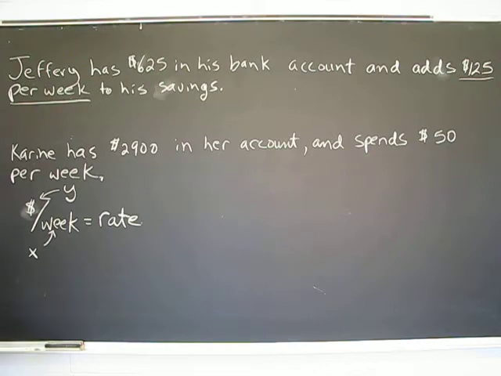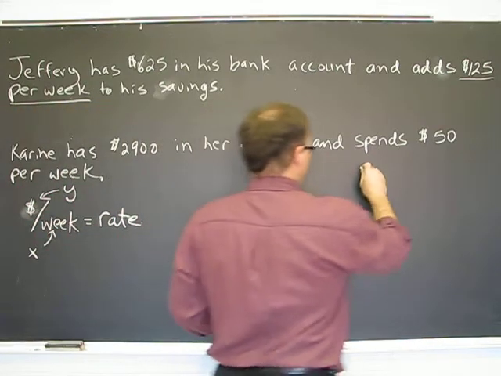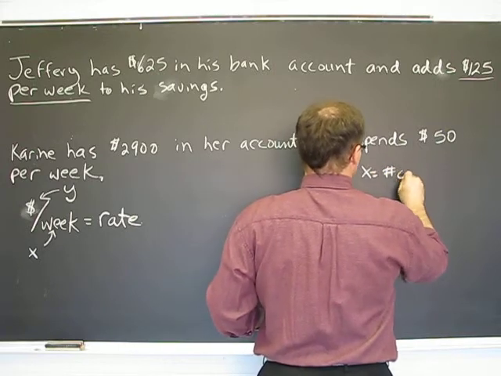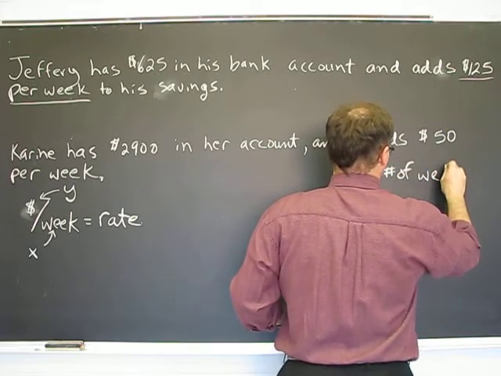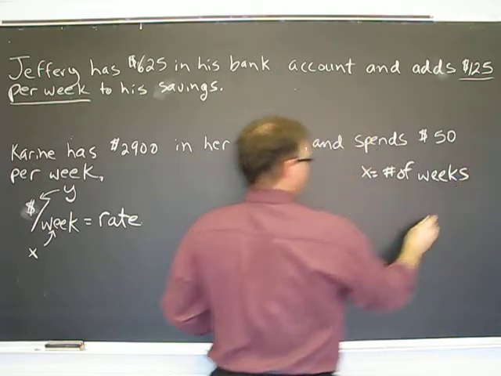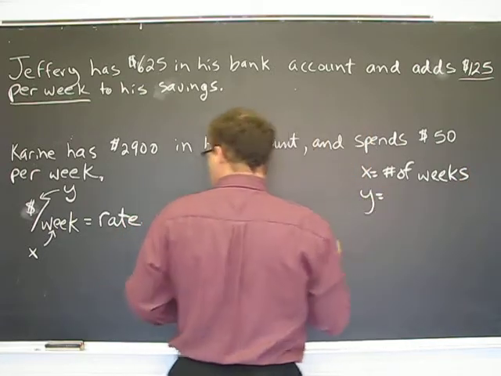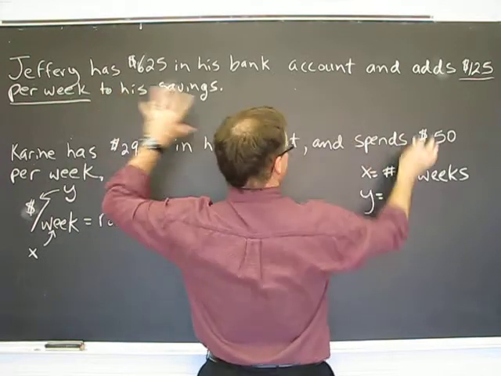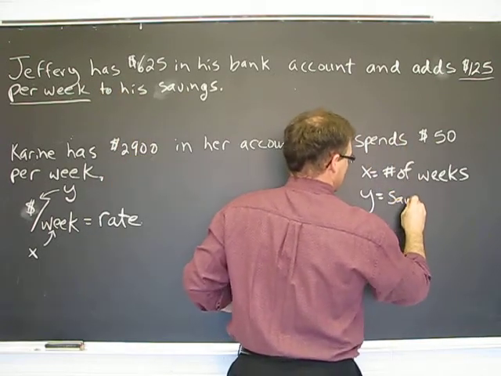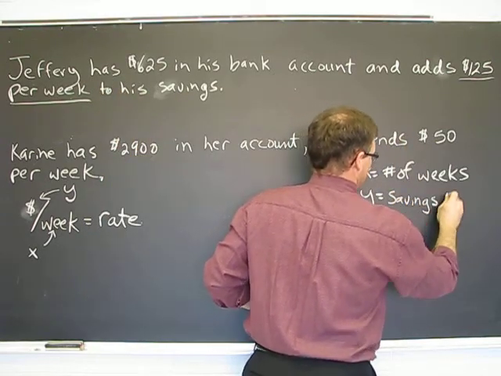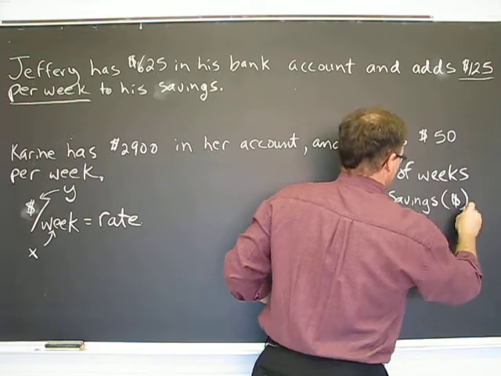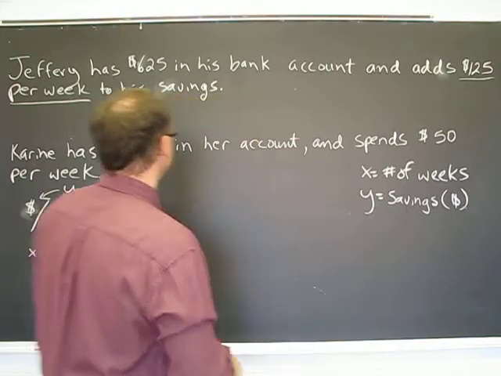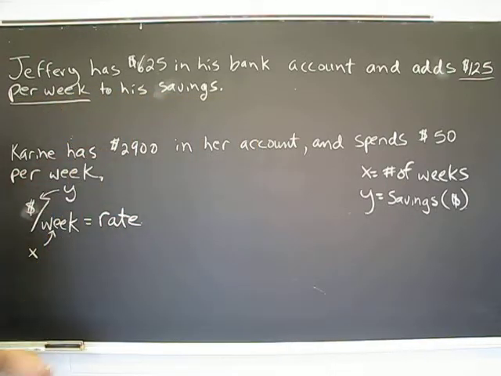So let's define this properly. X is number of weeks. And Y is going to be dollars, account savings, okay? Savings, or amount in the account, unit on here is dollars. Every time you define your variables, make sure you put units on there. So let's build the equation for Jeffrey.